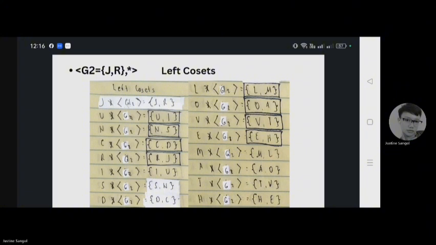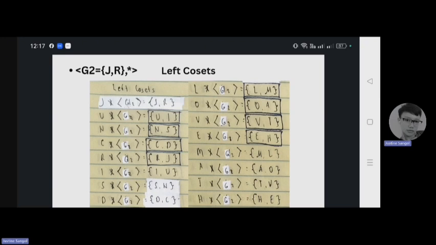So now let's move on to U. U star J is equal to U, U star R is equal to I. And the next element is N. N star J is N, and N star R is S. Next element is C. C star J is equal to C. C star R is equal to D. And that's all. So the next element is R. R star J is equal to R. R star R is equal to J.